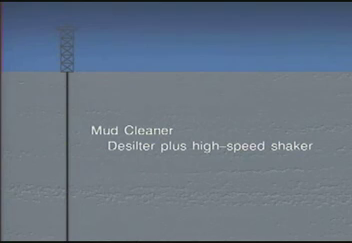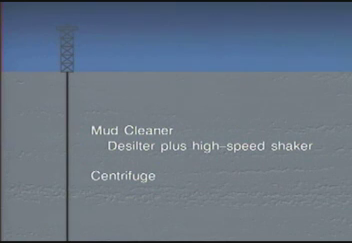A mud cleaner is designed for weighted systems and consists of a desilter bank mounted over a small high-speed shaker. The overflow from the desilter is returned to the pit and the underflow is discharged over the shaker. A centrifuge is sometimes used in weighted mud systems to remove very fine particles. The mud enters a rotating chamber, and the centrifugal force separates the mud stream into two components: liquid phase and solid particle paste.